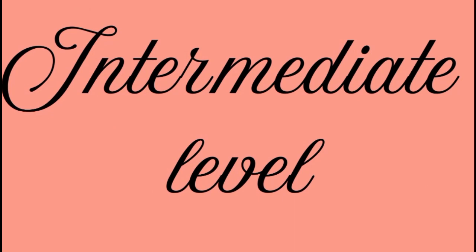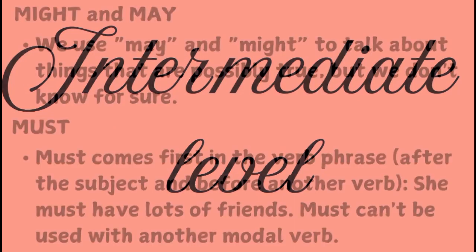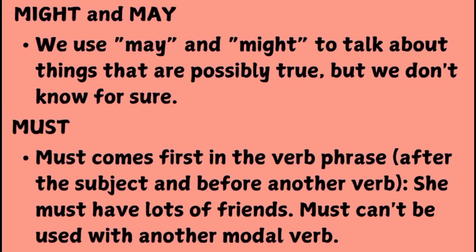Intermediate level. Might and may. We use may and might to talk about things that are possibly true, but we don't know for sure. Must comes first in the verb phrase, after the subject and before another verb. She must have lots of friends. Must can't be used with another modal verb.